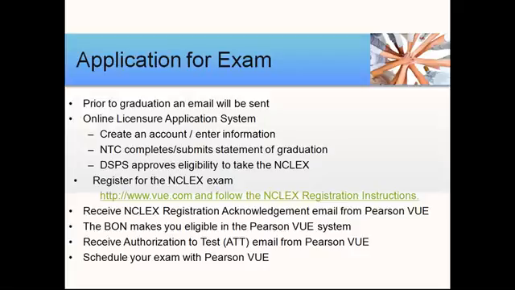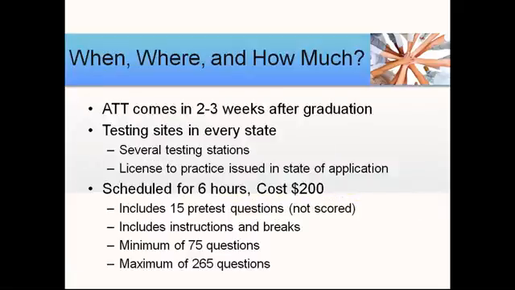After your Board of Nursing regulatory body declares you eligible, you will then receive your authorization to test, your ATT, in the mail or by email. And you must have the ATT in order to schedule an appointment to take your exam. You have to make sure that the name on your ID is an exact match to the name listed on your ATT when you register, otherwise you may be thrown out. So your ATT will come a couple weeks after graduation.